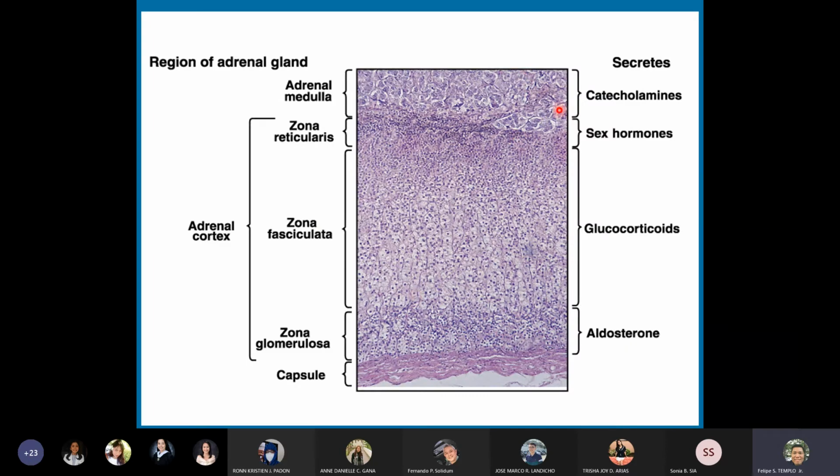So I mentioned earlier about this. This is your adrenal medulla containing catecholamines. Then the zona reticularis for the sex hormone. And the glucocorticoids, this is the most abundant or the thickest layer, the zona fasciculata, containing a lot of, you can see this is whitish in color, even here also because of a lot of cholesterol or cortisol or fats here. And zona glomerulosa, the aldosterone in the capsule.